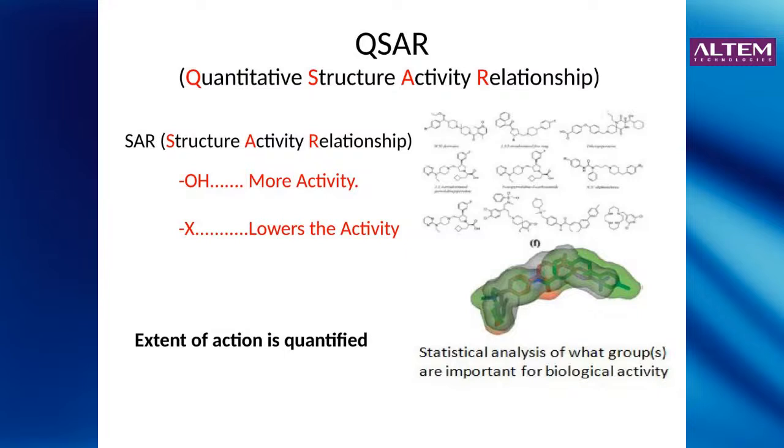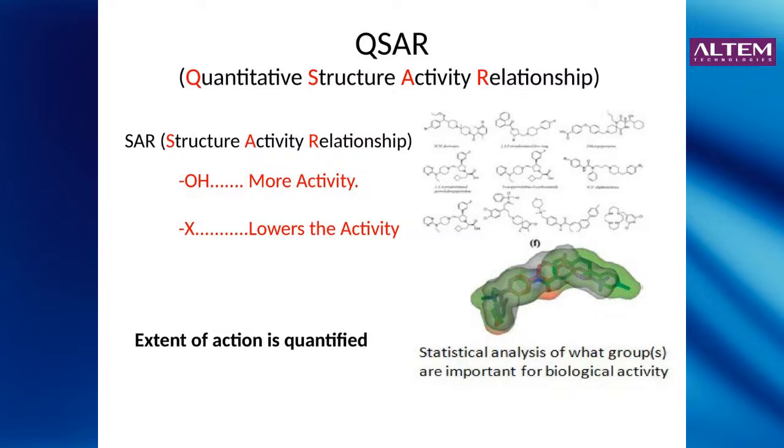So that similarity between them, if we increase the similarity, we can increase the activity also. That is quantitative structure activity research. It is not only about structural similarity, there will also be physicochemical property similarities, like lipophilicity and other things. Based on the similarity, what is the relation with the activity that is measured?